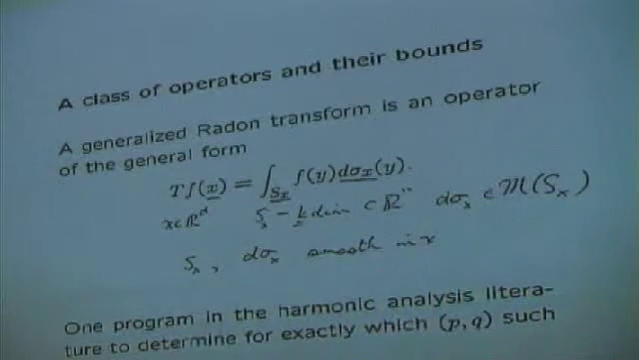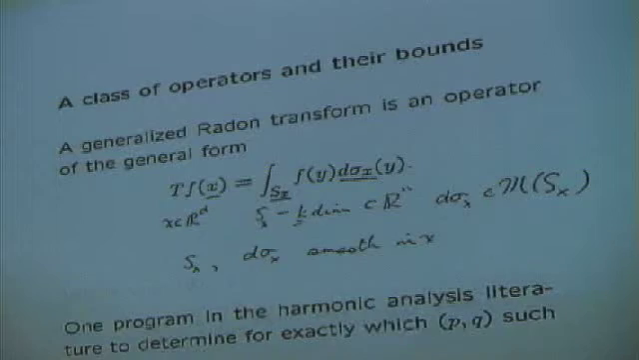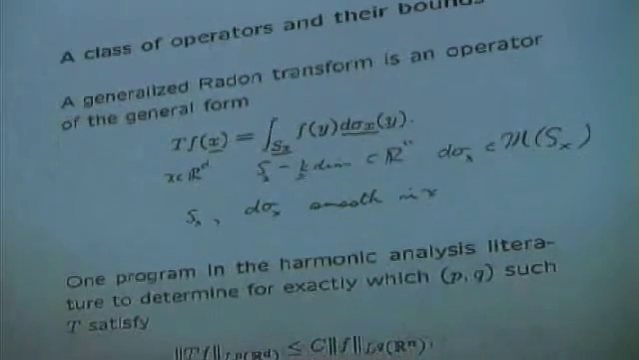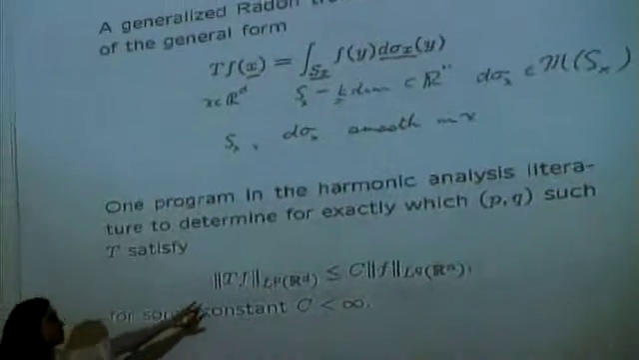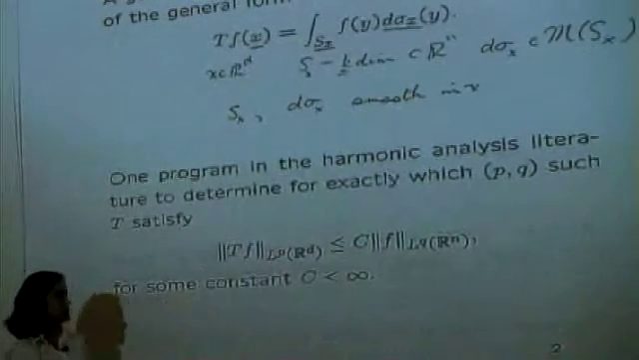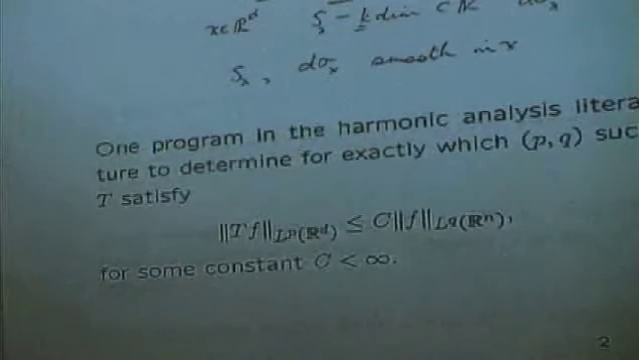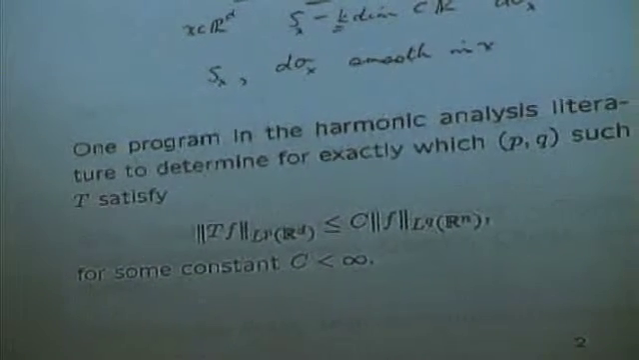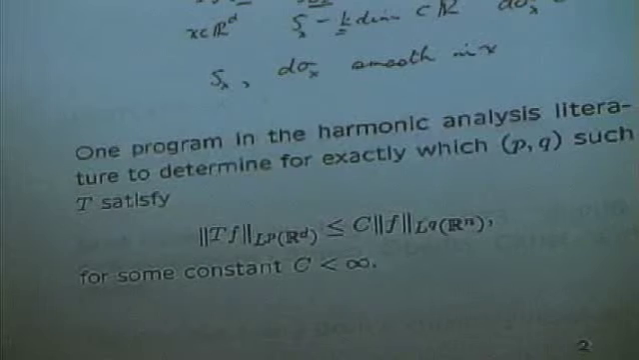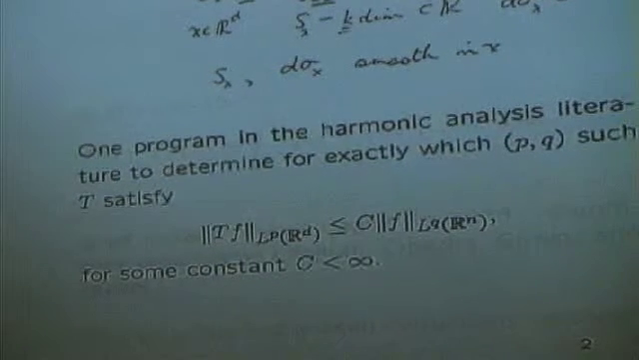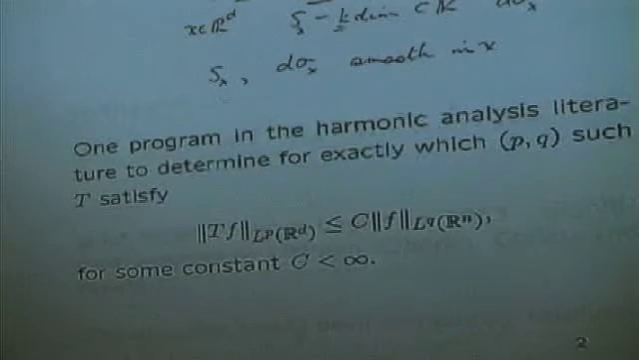One program in the harmonic analysis literature is to determine for exactly which p, q operators of this form satisfy a bound: the norm of Tf in L^p of R^d is less than or equal to a constant times the norm of f in L^q of R^n, for some constant C less than infinity. This is a major program, and I won't even be able to come close to telling you about everything in this program in 15 minutes.